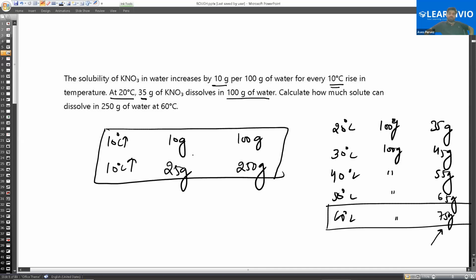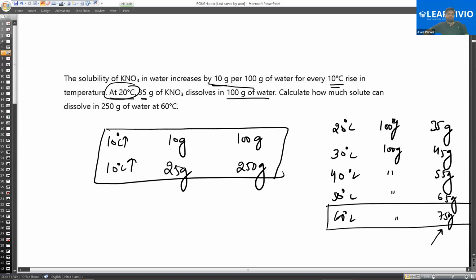I'm saying here that for every 10 degree rise in temperature, 10 grams of solvent can be added. In 100 grams of solvent, you can add 10 grams. For example, at 20 degrees Celsius, you notice that we can add 35 grams of solute to that solvent. In the same amount of solvent at 30 degrees Celsius, you can add an extra 10 gram, because you see a 10 degree rise. For every 10 degree rise in temperature, you can add an extra 10 gram.